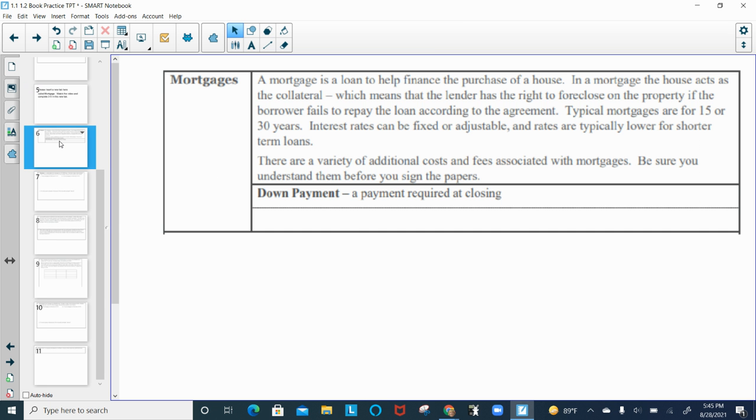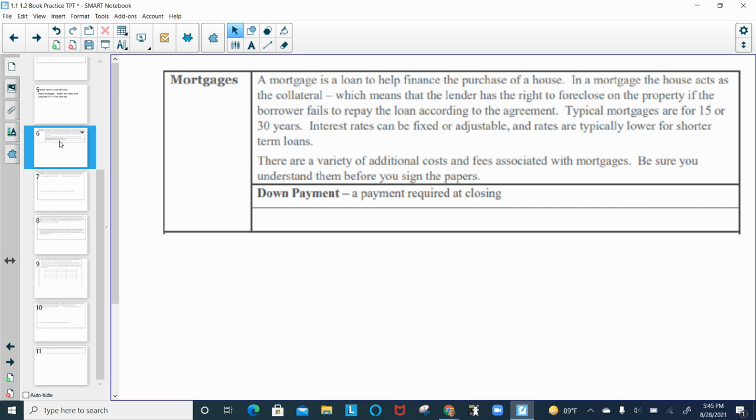Okay, so let's talk about mortgages just a little bit. I'm going to read this out loud because I think it's important to hear, though you probably know a lot about this already. A mortgage is a loan which helps you finance the purchase of a house. Really the difference between the mortgage and the car loans is what you're buying. In a mortgage, the house acts as the collateral. That means that if you don't pay, the lender, like the bank or the credit union, can take your home away from you. They can foreclose if you do not repay the loan according to the loan agreement that you sign. Usually mortgages are for 15 or 30 years.